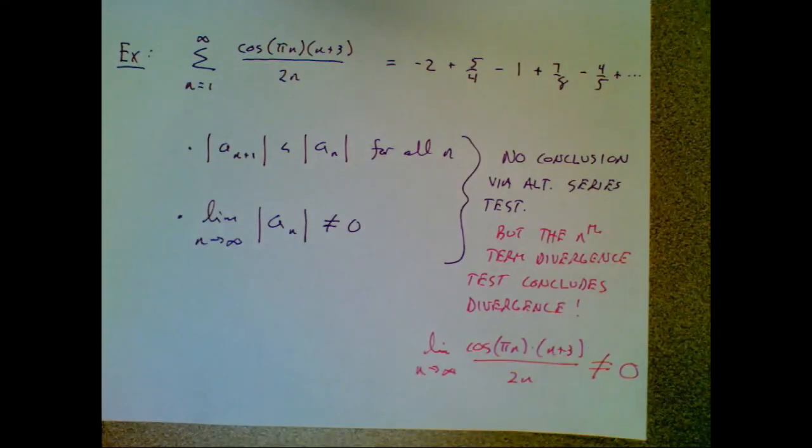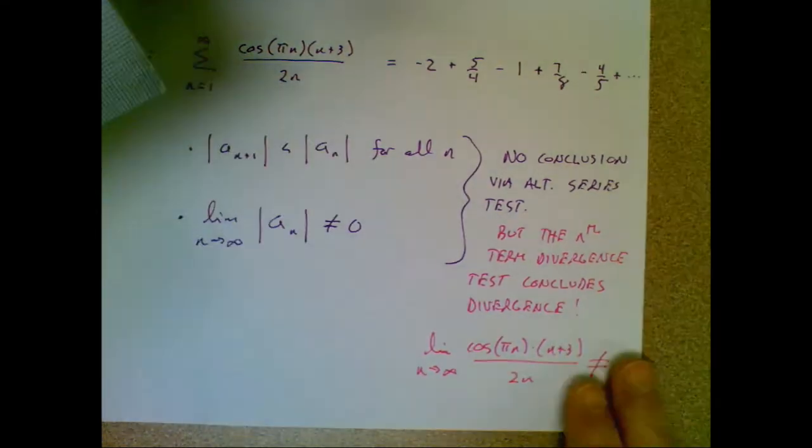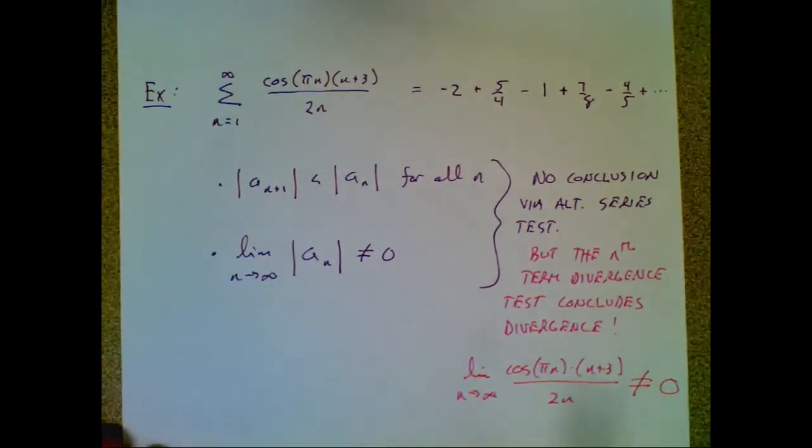The nth term divergence test, which is usually the test you would do first before you consider any other tests, would have declared divergence right off the bat. As I approach infinity, the limit of this monster does not equal 0. Even if I don't know what it is, but I know it's not 0, that's enough for me to say divergence. So the alternating series test was inconclusive. The nth term divergence test confirmed divergence.